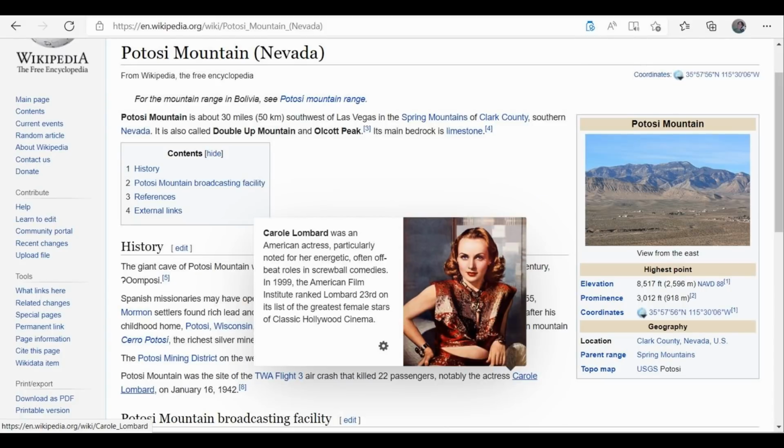So I pulled it up. There's Carole Lombard, an American actress, particularly noted for her energetic, often offbeat roles in screwball comedies. In 1999, the American Film Institute ranked Lombard 23rd on its list of the greatest female stars of classic Hollywood cinema. Whoa. Yeah, maybe your grandparents were looking at movies from that era. But I was curious, like, what in the world happened? Here's a short clip of Lombard.